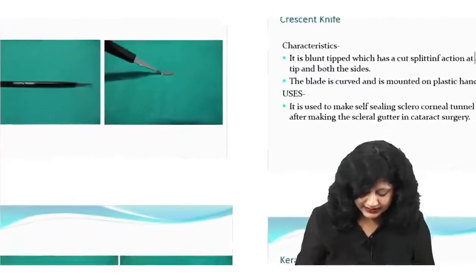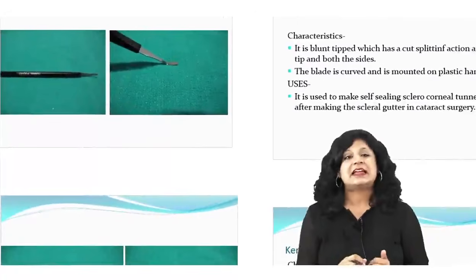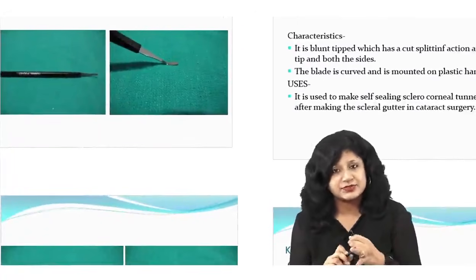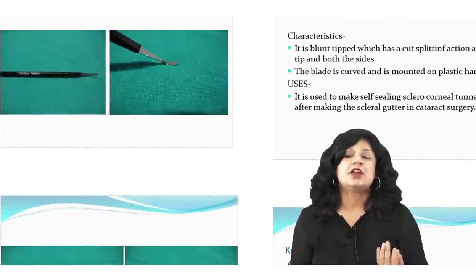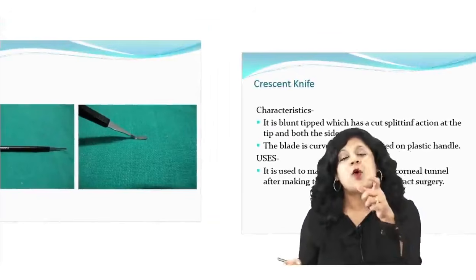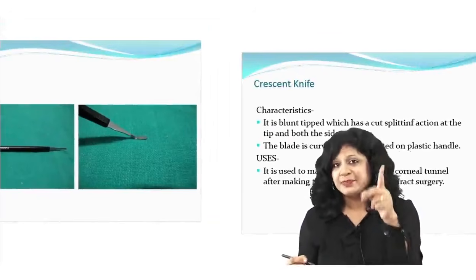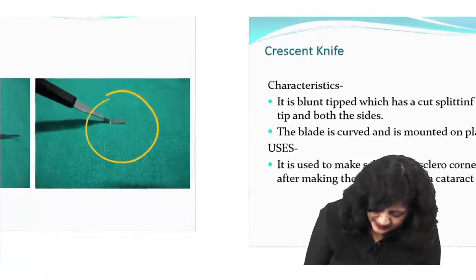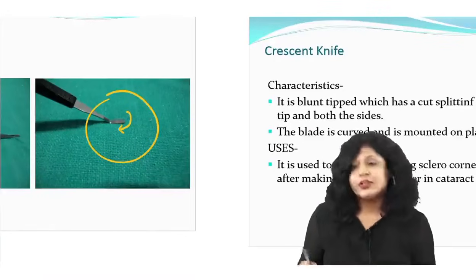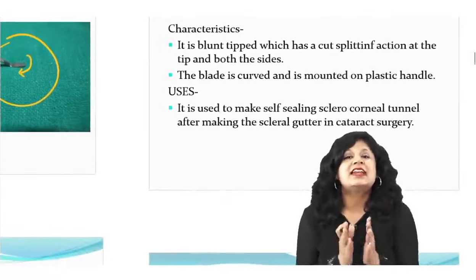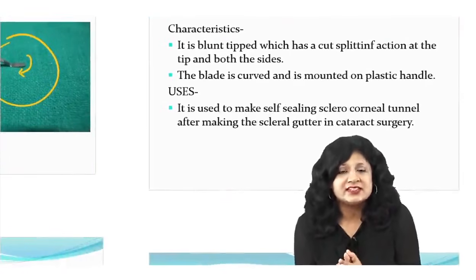Now see the next one. Now see, this is again a knife. See, this is not a scissor, this is not a forceps. Can you see this? So what is this? This is called a knife. So if you look, I told you that the tip will always guide its name and its use. So if you see here, what is this? It is crescent shape like this. So there goes its name, very easy. Its name is crescent knife.